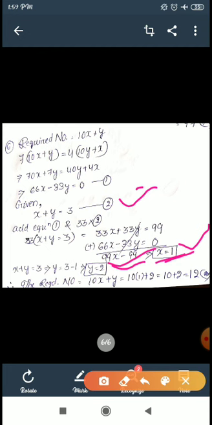Now we can get the required number. The required number will be 10x plus y, that is 10 times 1 plus 2. It is 10 plus 2, equal to 12.